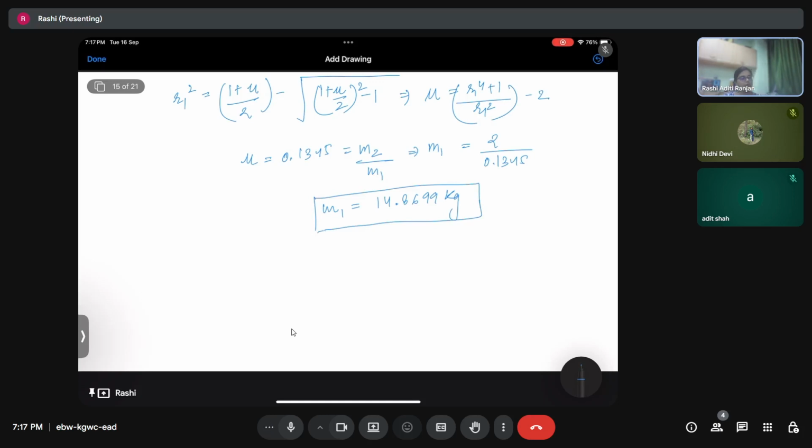Okay. Now, since I have the mass of my system, I can again use this equation in order to find out the value of mu such that my R1 corresponds to the operating range. Now, if you remember, our operating range was 2000 to 4000 RPM.